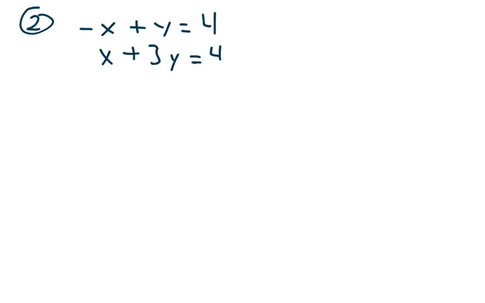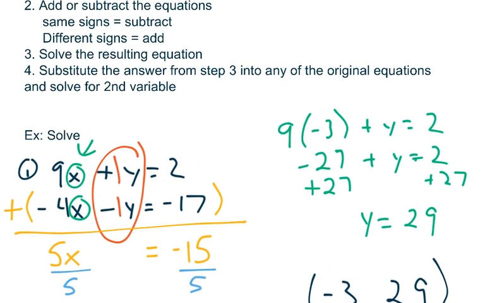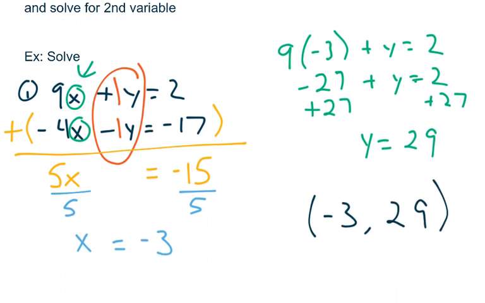Let's try another one. Number 2, negative x plus y equals 4. x plus 3y equals 4. Again, we don't need to do step 1 because we have the same coefficient in front of those x values. It doesn't always have to be y that's the same. It could be either x or y. So we go straight to step number 2. They have different signs. So if we go back to the steps, different signs means we're going to add again.